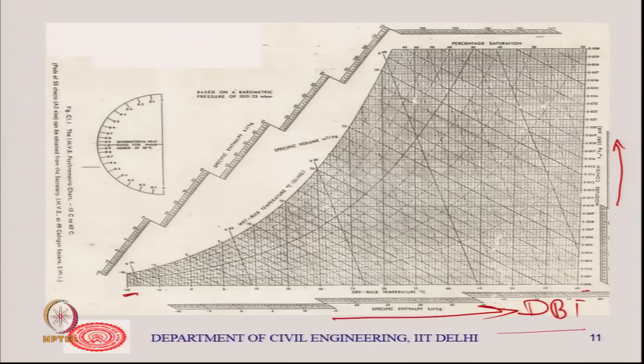Now, this is the saturation line. If you know dBT and the moisture content, the relative humidity lines are these; this is the saturation line, this is 90, 80 etcetera. So, these are relative humidity lines. If you know the moisture content, you can find the relative humidity value from there.